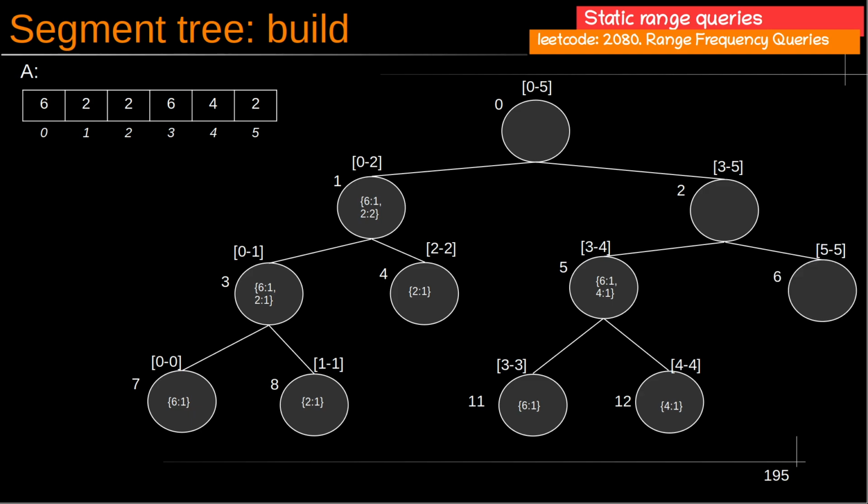From 5 to 5 we have 1 two. So in this node, from 3 to 5, we have 1 six, 1 four, 1 two. And from 0 to 2, we have 1 six, 2 twos. And we can merge them in the root. We have 2 sixes, 1 four, and 3 twos. So from 0 to 5, we have all these elements.